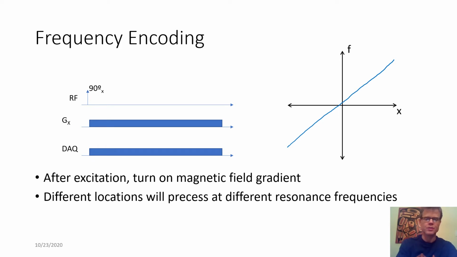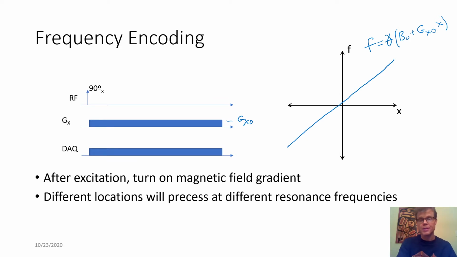Gx here is chosen because conventionally we denote Gx as the frequency encoding dimension. And we have this relationship here where the frequency is going to be gamma bar times the main magnetic field plus Gx naught, so whatever the amplitude of this gradient is, times the position in x, where Gx naught would be the height of this gradient that we've turned on.